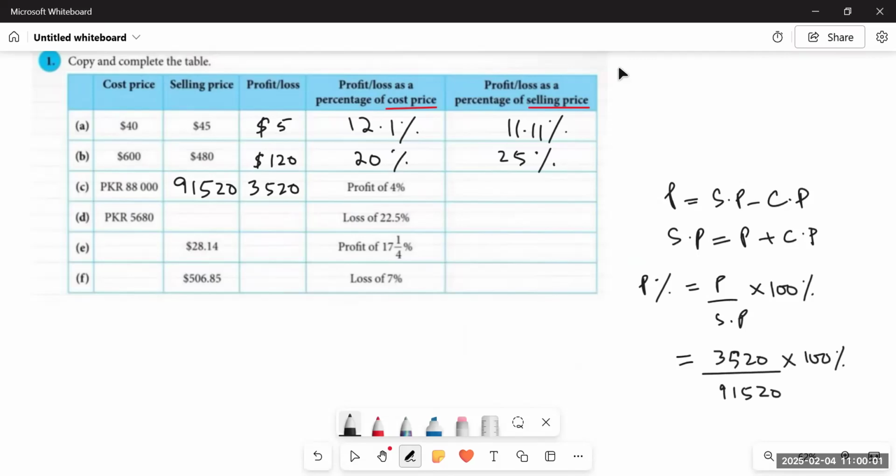That's it. So if we divide 3520 by 91520 and multiply it by 100, we will get 3.8 something. That is 3.8%.